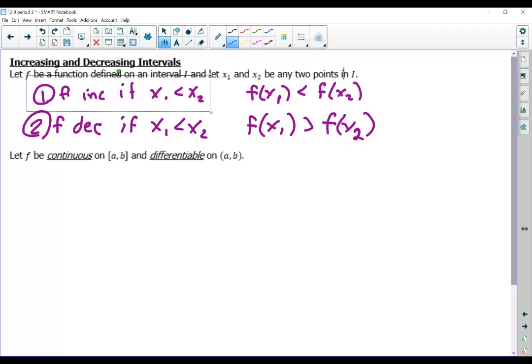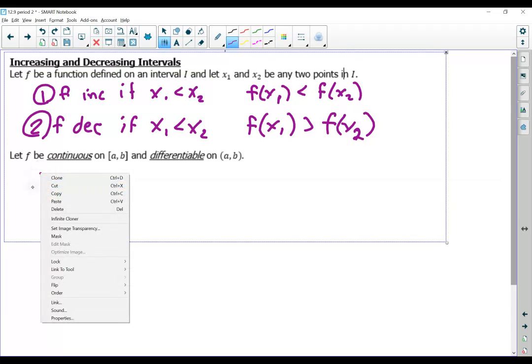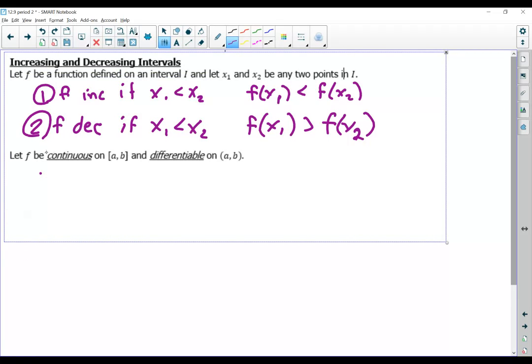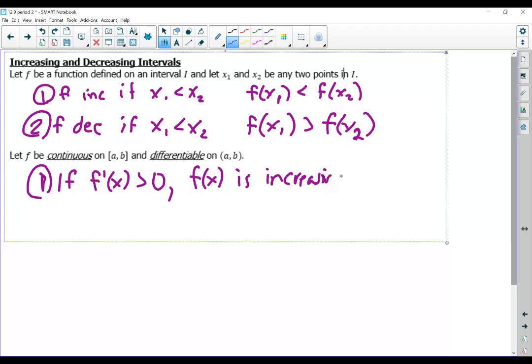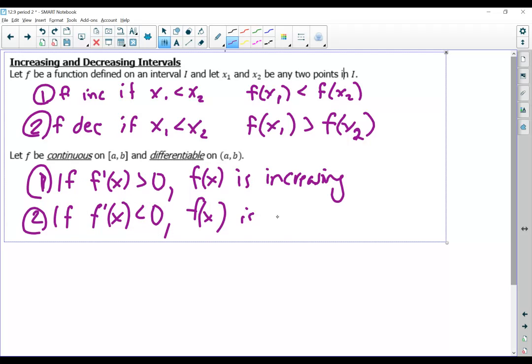Okay, here's a corollary statement we can conclude based on this definition. And this is what we did in our chart. 1. If f prime of x is greater than 0, f of x is increasing. It's coming back a little bit, I hope. And 2, if f prime of x is less than 0, f of x is decreasing.